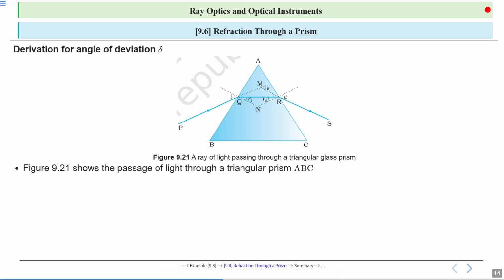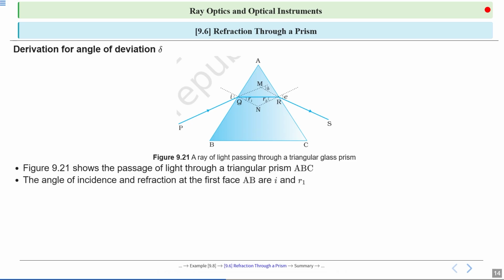In this figure, we see that light enters the prism at face AB. The angle at which light hits the surface is called the angle of incidence, denoted by I. As the light bends inside the prism, it forms an angle of refraction R1. These angles are crucial for calculating the deviation.